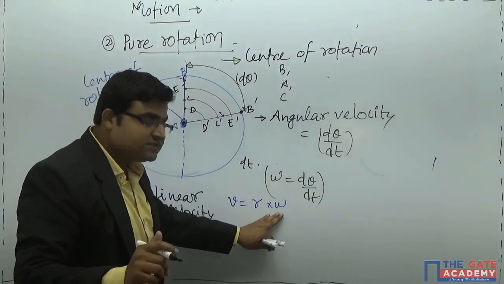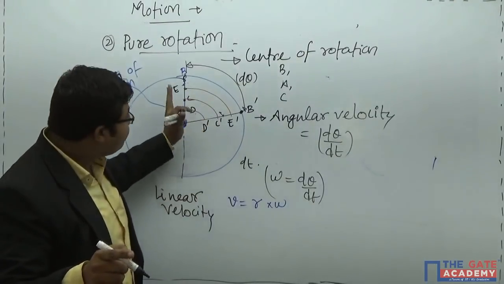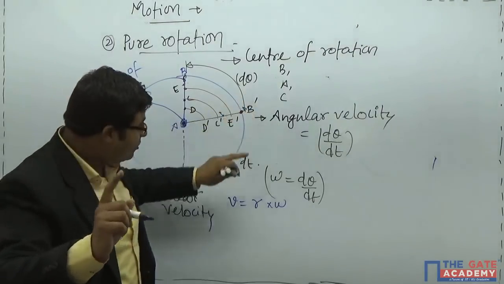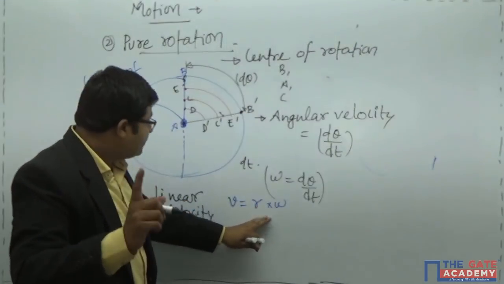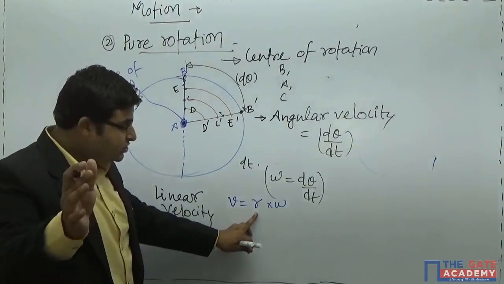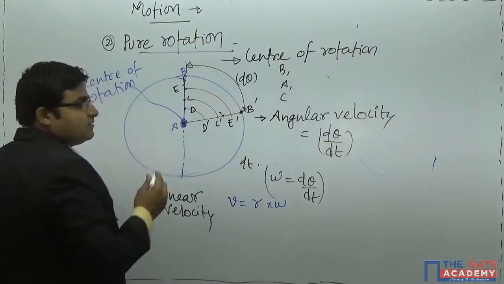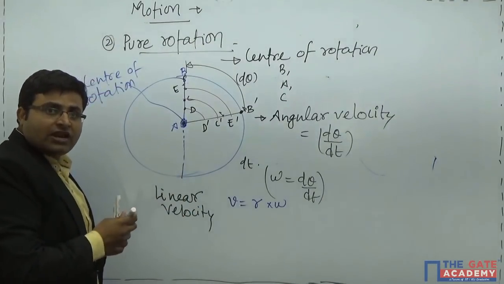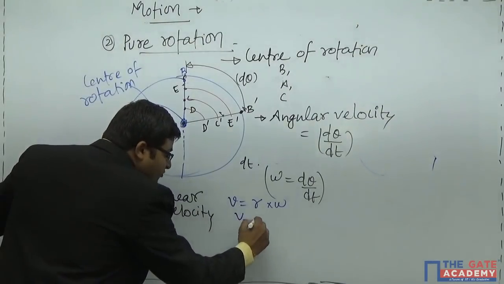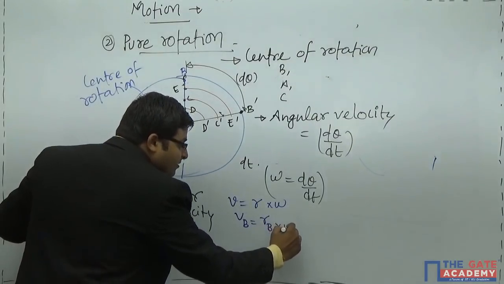Now this omega is constant for every point. You have already seen that in dt time every point has covered this particular angular displacement d theta. So angular velocity is constant for each and every point, but linear velocity will vary as per the radius. I will show you how. Suppose I am talking about point B. If you want to take the velocity of B, how can you write it? You can write radius of B multiplied by omega.